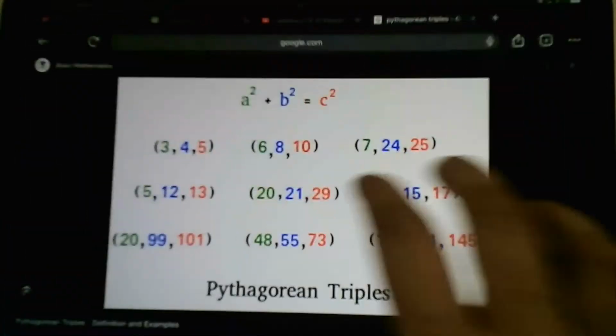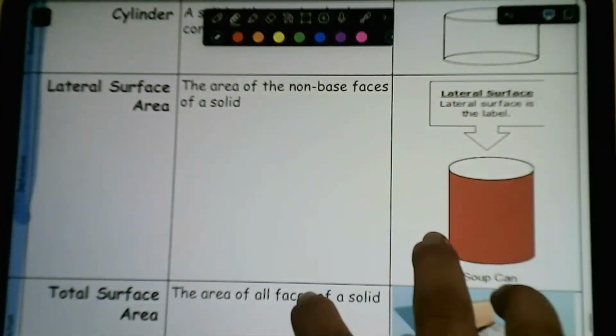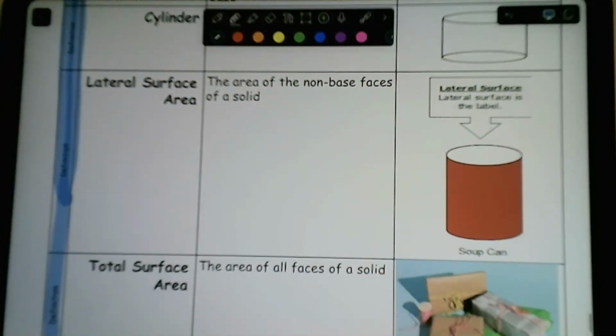We have two kinds of surface areas you can talk about. Lateral surface area, those of you who speak Spanish, lado means the side, is the side surface area, and total is all of them. The sides, the tops, the bottoms, the all.